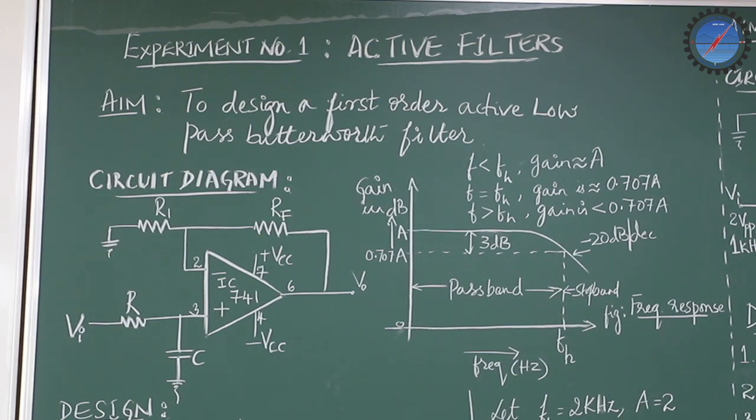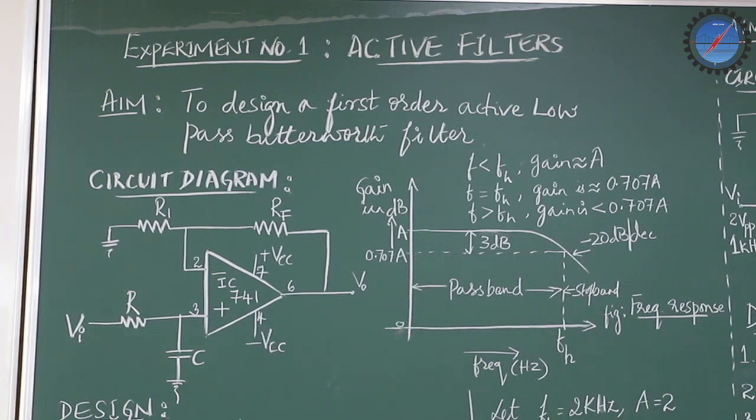Okay, so let us start with the first one, that is to design a first order active low pass Butterworth filter. So we'll consider the low pass filter first and conduct the experiment on it. A low pass filter, as the name suggests, allows only low frequency components up to a certain breakpoint, and it suppresses the high frequency components.